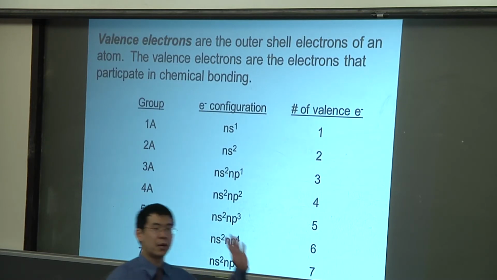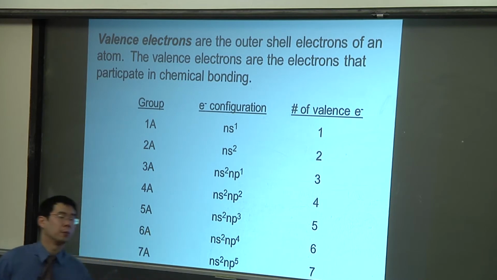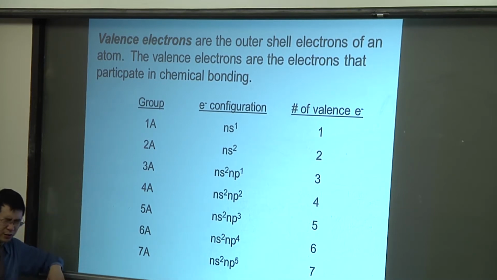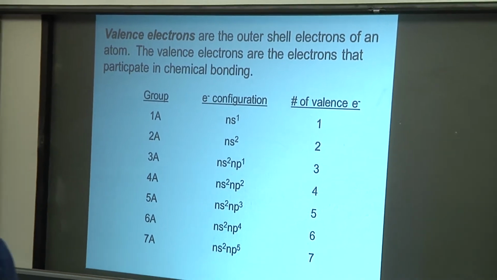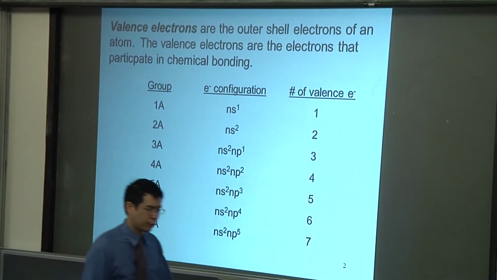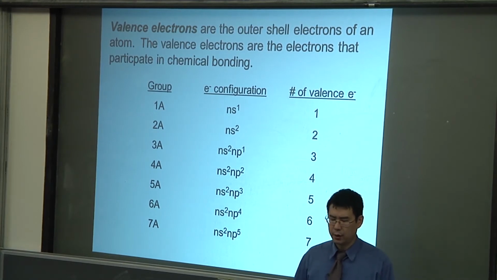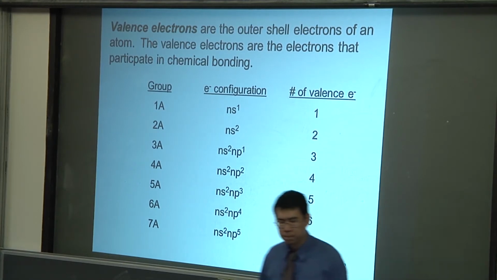As you move down the periodic table, your main group elements, your A block elements, or your S and P block elements, this excludes what you're seeing here, excludes the transition elements, right? Because those have particular oddities that can be hard to predict sometimes.